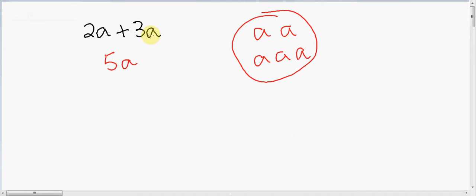These two terms I could add them together because they're called like terms. They both have exactly the same variable. They have a's. And then what I do is I add my coefficients 2 and 3 to get my answer of 5a.